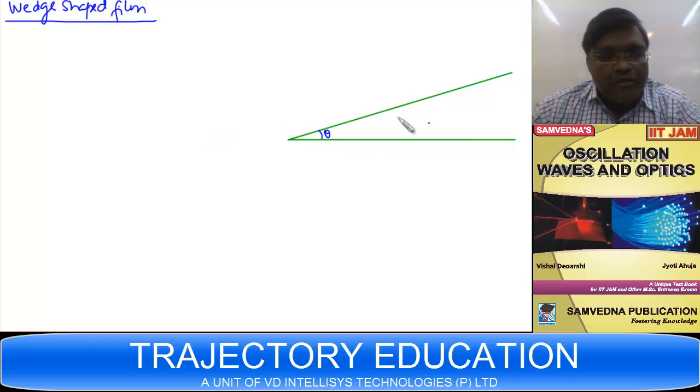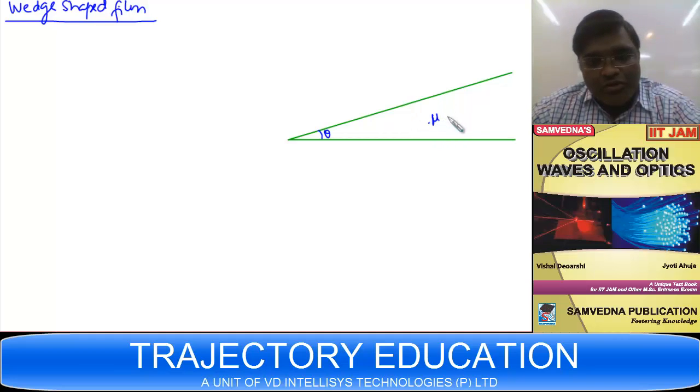Now we'll discuss wedge-shaped film. See, this is a wedge-shaped film. This is maybe a soap solution of refractive index mu. This is air. So this is a wedge-shaped film. You can see the thickness is increasing. The thickness goes on increasing as you move in this direction. Now you have a beam of light incident on the wedge-shaped film.